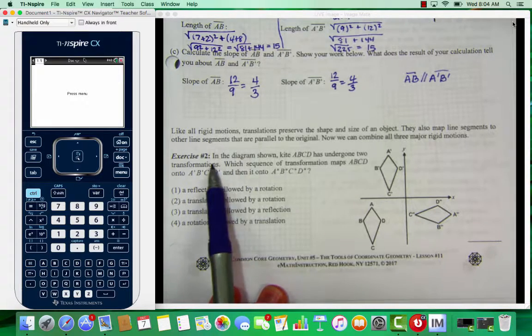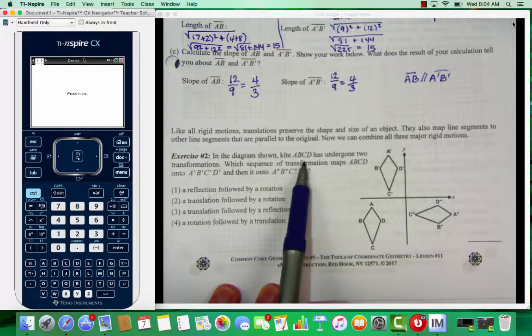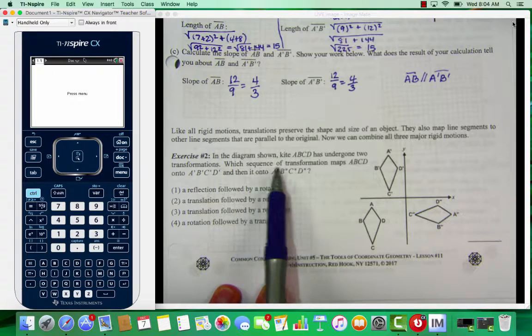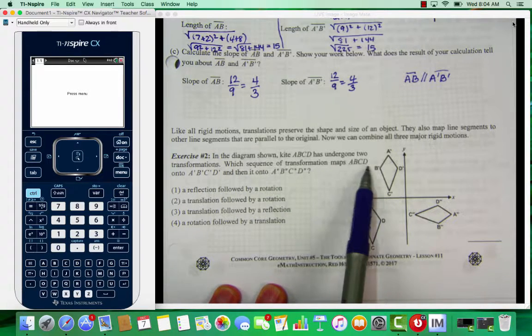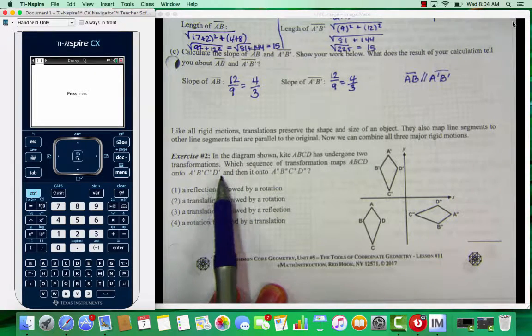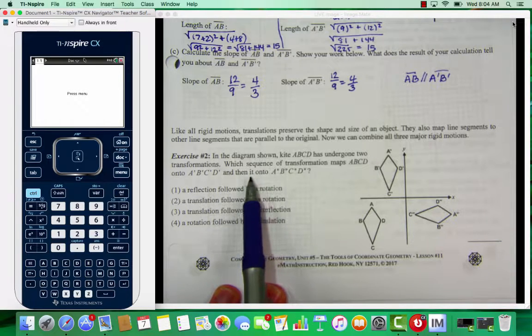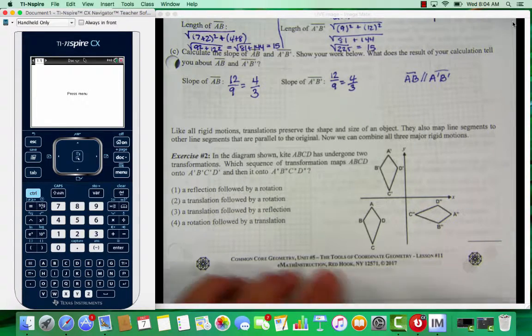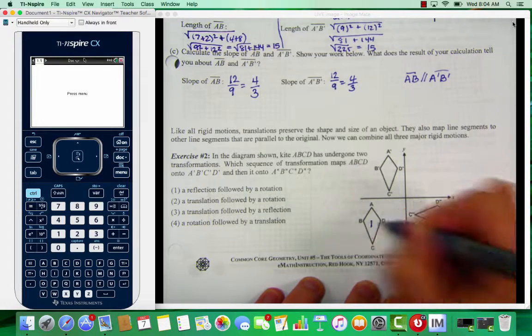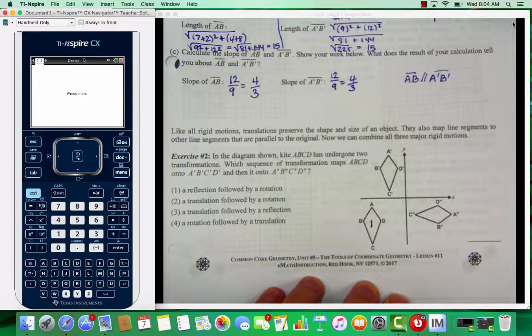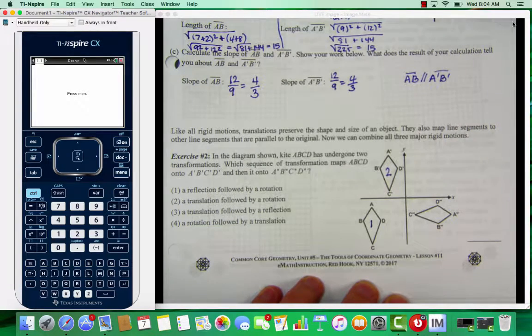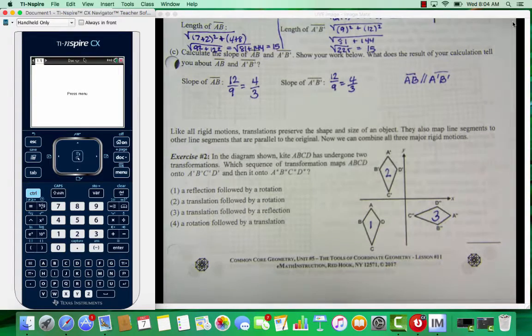So what we have here in the diagram shows kite ABCD, and that kite has undergone two transformations. Which sequence of transformations maps A, B, C, D onto A prime, B prime, C prime, D prime, and then onto A double prime, B double prime, C double prime, D double prime? So we're starting here. That's our first image. We're doing something to it to move it to A prime, B prime, C prime, D prime. And then we're doing something to that one to move it onto the one with the double primes.